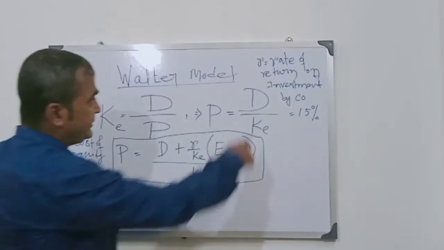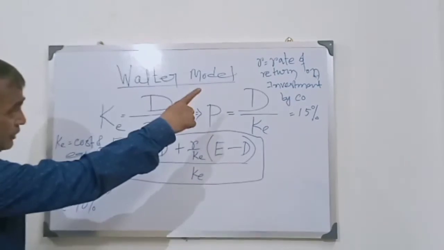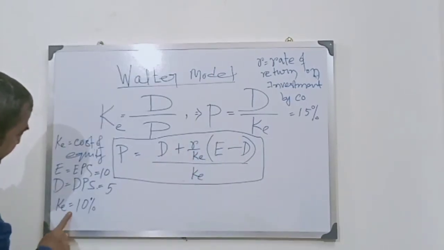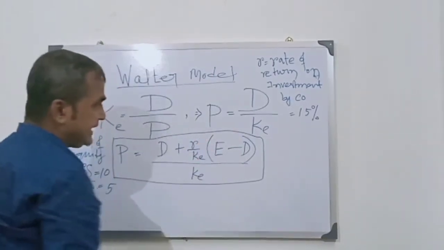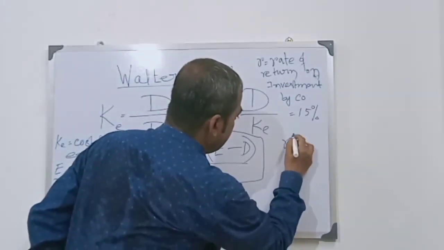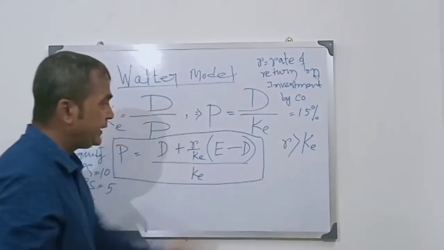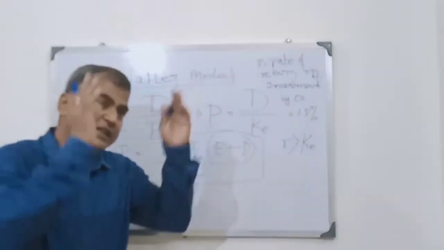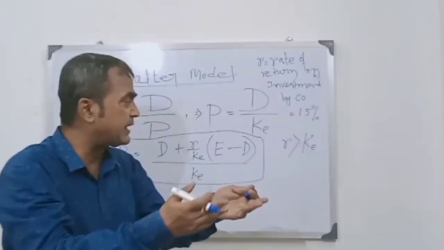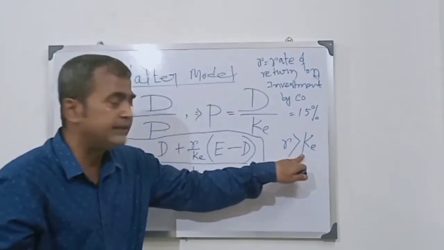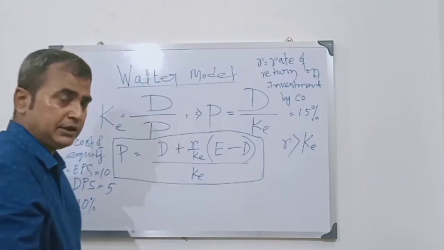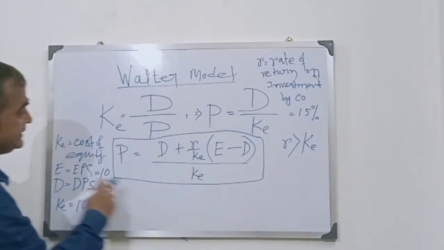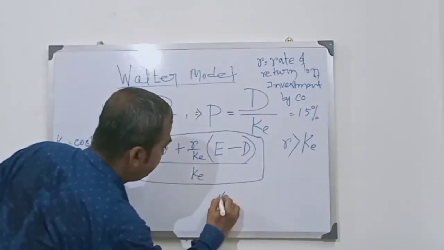Now here you observe the rate of return on investment by the company, that is on the retained earnings, is 15%, and Ke is the cost of equity. In this case, r is greater than Ke. When r is greater than Ke, it is always advisable to retain certain money and invest it in the company, so that you earn more return than the cost of capital. Now, if we pay 5 rupees dividend out of 10 rupees, 10 minus 5 becomes 5.